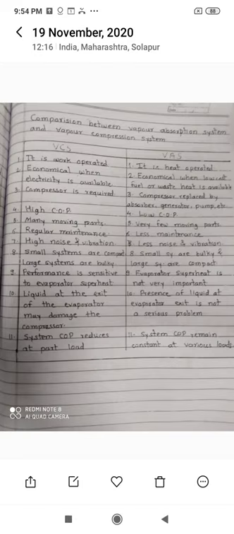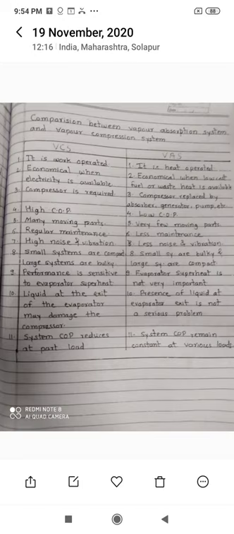That is, for the working of the vapor compression system, high grade energy like electric energy or mechanical work is required. But the vapor absorption system requires low grade energy, that is, waste heat from any process we can use for this system.